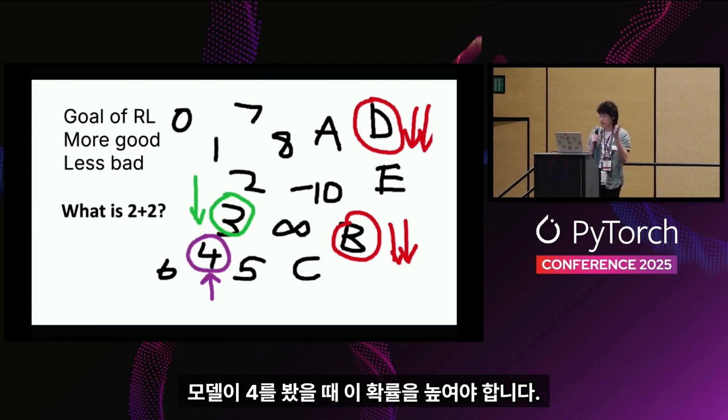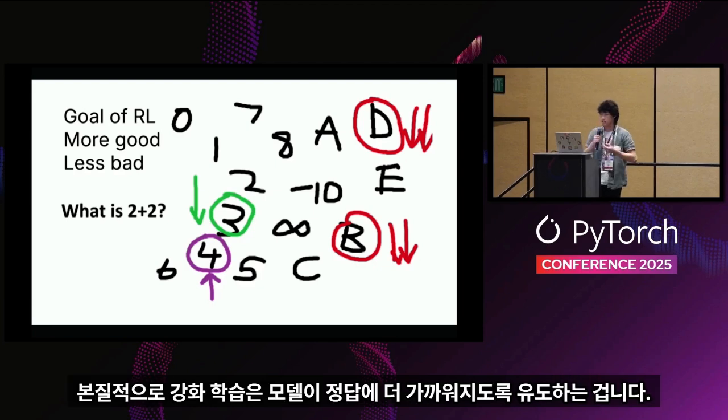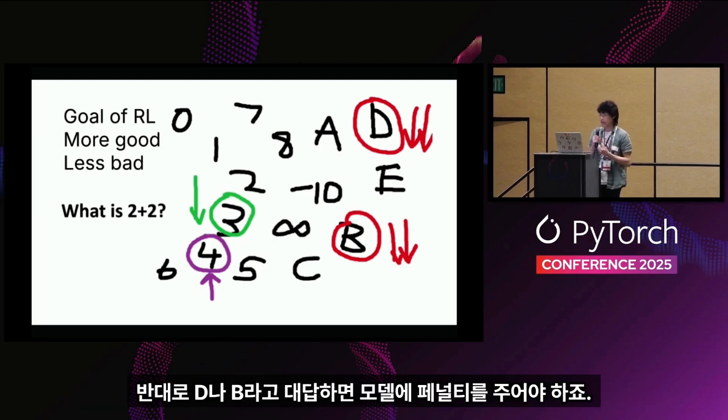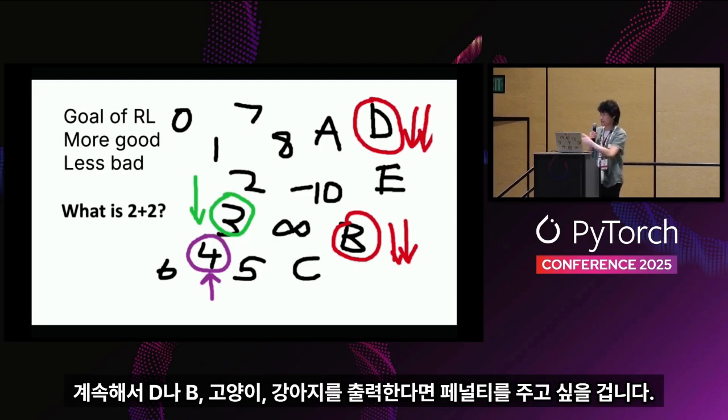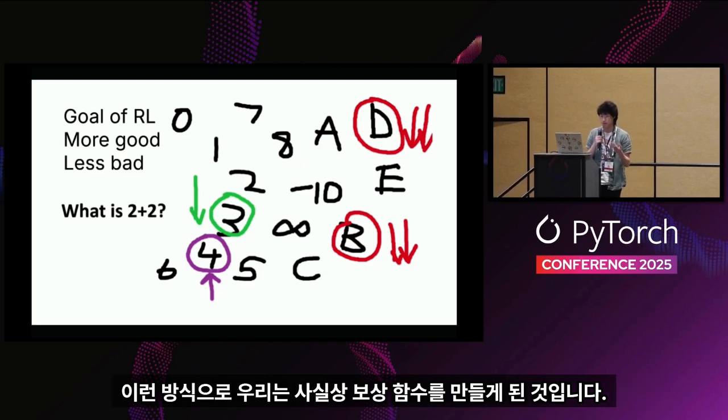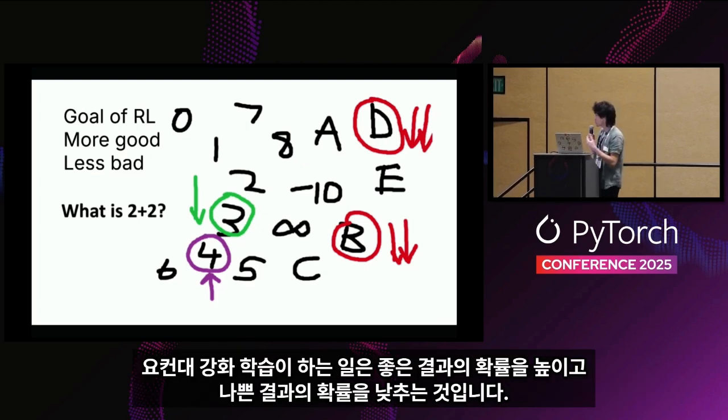When suddenly the model sees 4, you should actually increase the probability of this. Reinforcement learning essentially forces the model to go towards the correct answer more. And for D and B, you should penalize the model, right? If it keeps outputting D or B or cat or dog, you want to penalize the model. We essentially made a reward function. What reinforcement learning does is increase the probability of good outcomes and decrease the probability of bad outcomes.